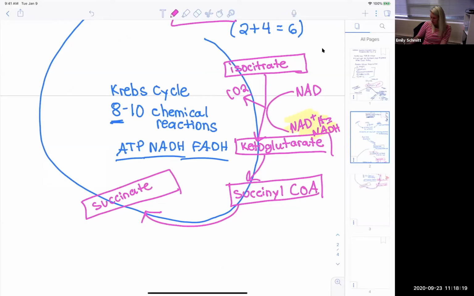So going from succinyl-CoA to succinate, we are also going to give off GTP at this reaction. And I introduced this term a little bit on Monday, and we know that GTP is a high energy substrate that is going to help us whenever we want to form our ATP.